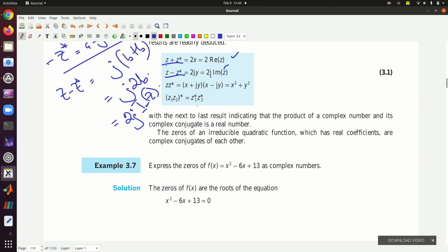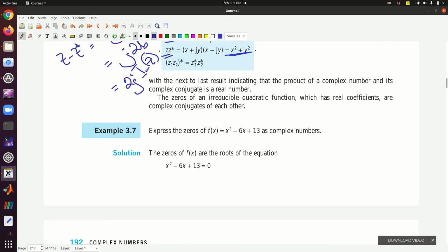So the others follow also. When you get z times z star, or z bar, whatever it is, you get x squared plus y squared, i.e. the sum of the squares of the real and imaginary parts. And for z1 times z2, when you take the complex conjugate, it is the same as saying the complex conjugate of z1 times the complex conjugate of z2.